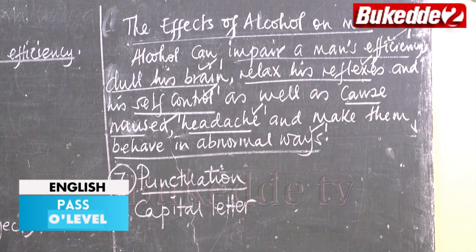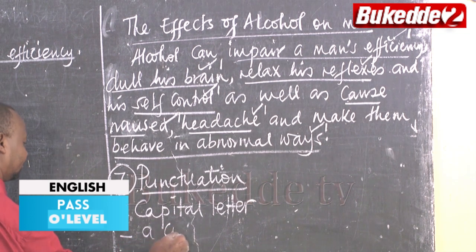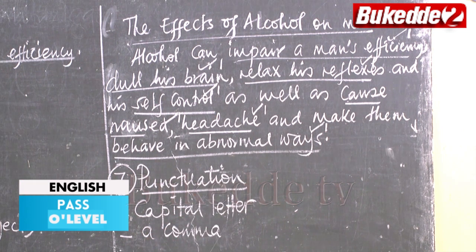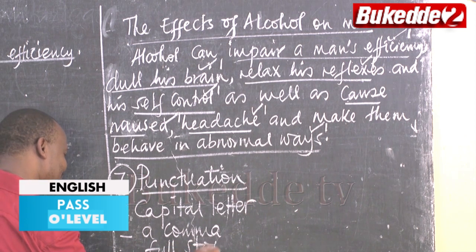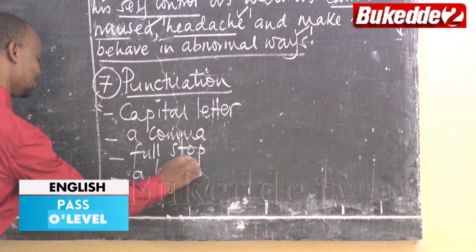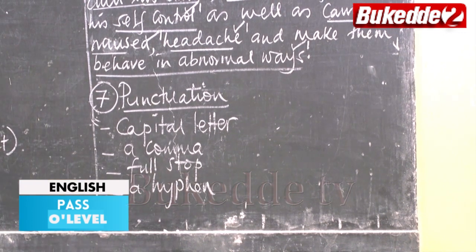The second punctuation mark is a comma. As you join the points, you can use a comma. This third essential punctuation mark is a full stop. And the last one is a hyphen. A hyphen is used for words that are compound, the compound words. We use a hyphen.